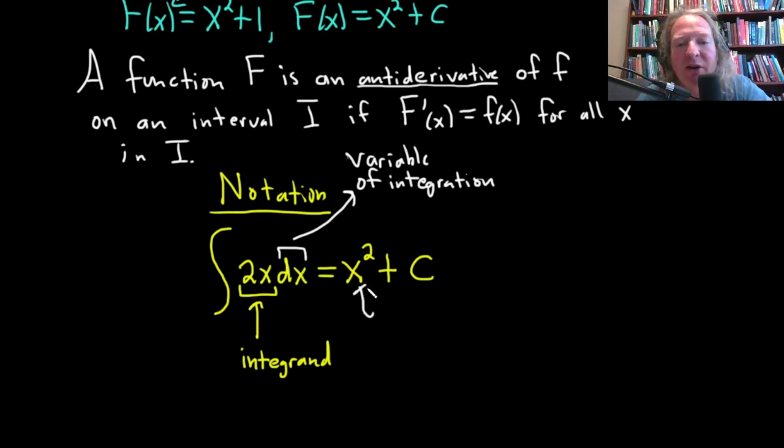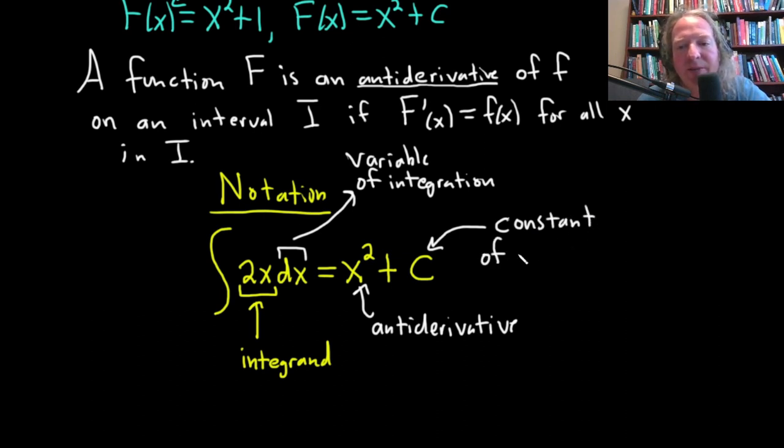This here is our antiderivative, x squared. In fact, this whole thing is an antiderivative. You could say x squared plus C is the antiderivative, but I'm just going to single out x squared so I can label this one as well. This one has a name. We called it an arbitrary constant, but it's actually called the constant of integration.